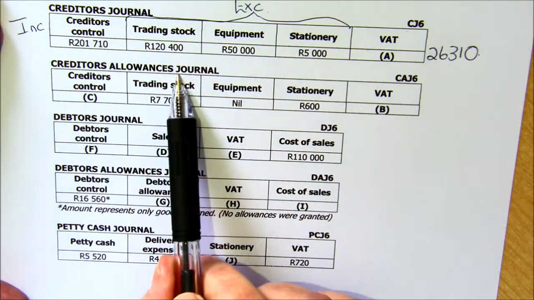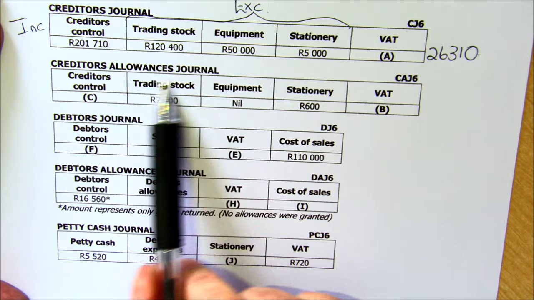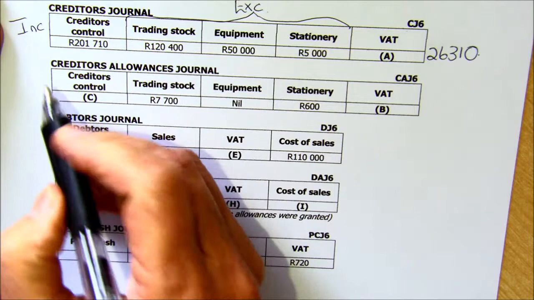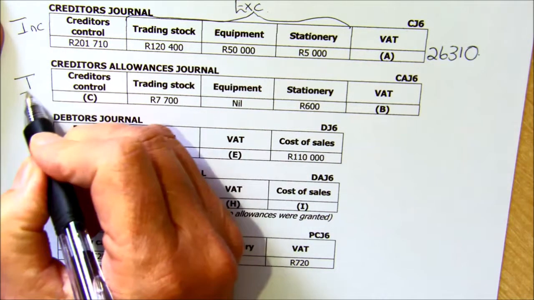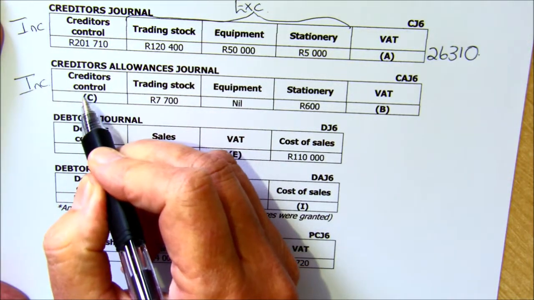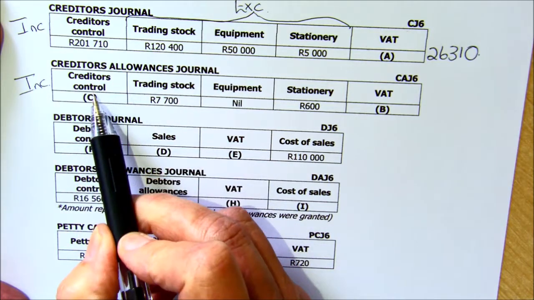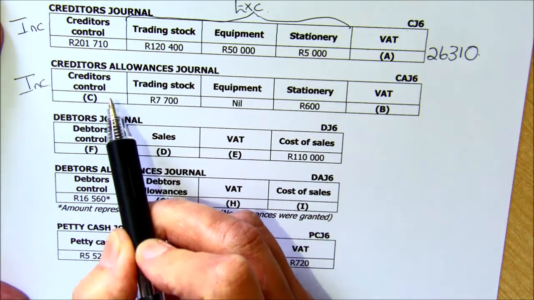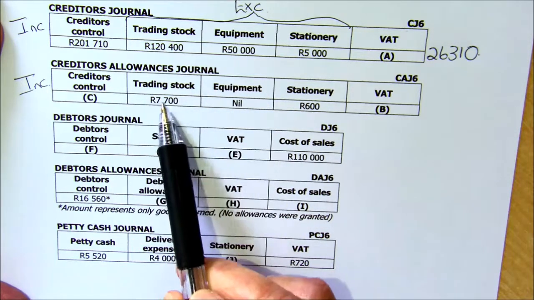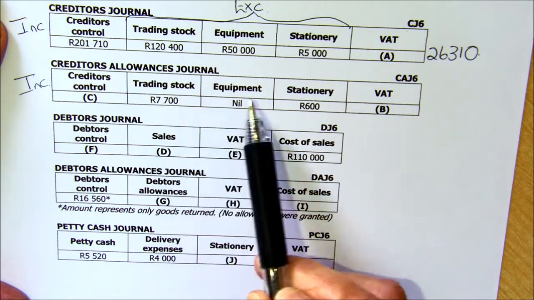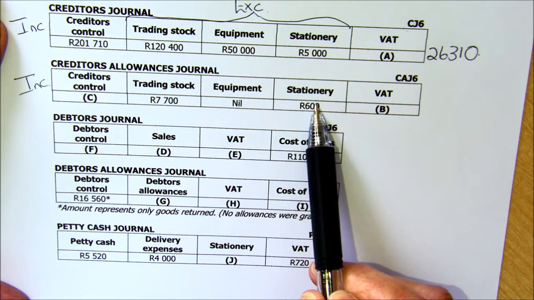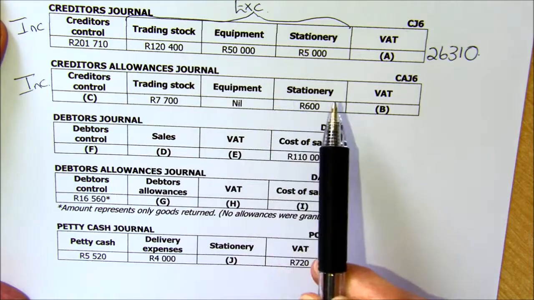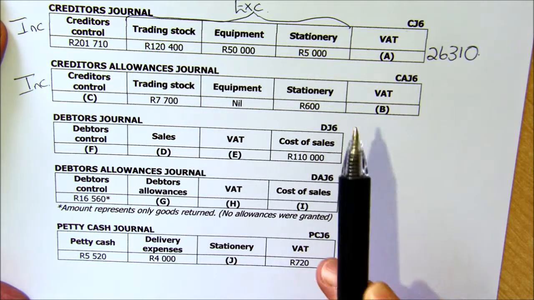So let's look at the creditors allowances journal. This is when goods get returned. So some of the goods we bought here, we are returning. Again, the creditors control will be the inclusive amount, because you would be getting a reduction of the amount of the items that you bought plus the VAT, because you're not going to be paying for those. Now, you've been given trading stock, you're given equipment, you're given stationery and VAT. Now, in this one, there are two missing items, so it's not a case of just subtracting.